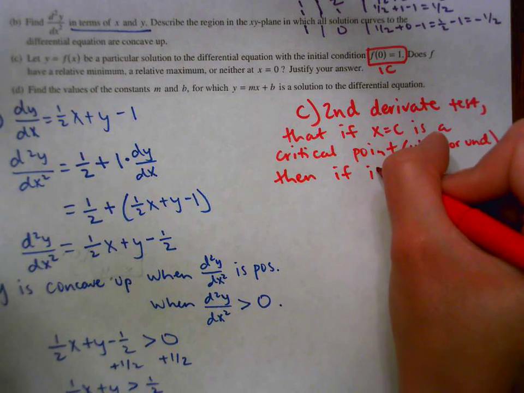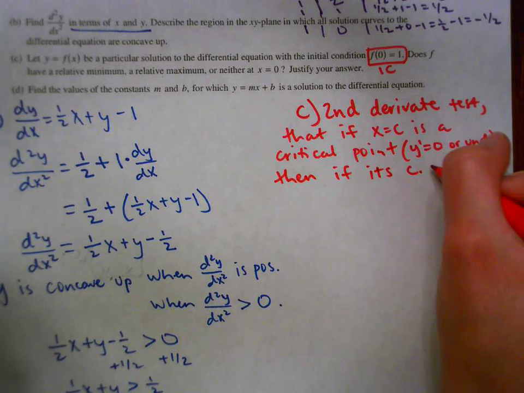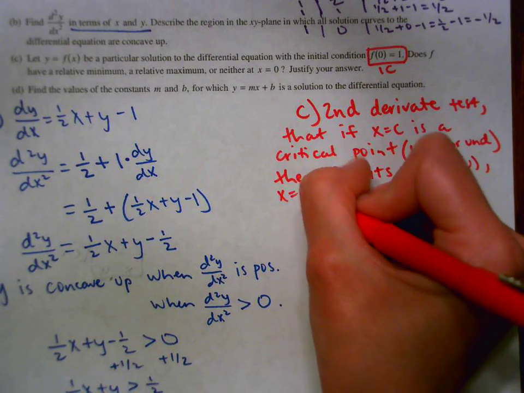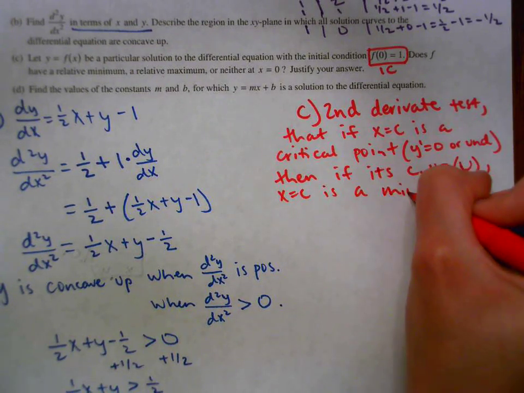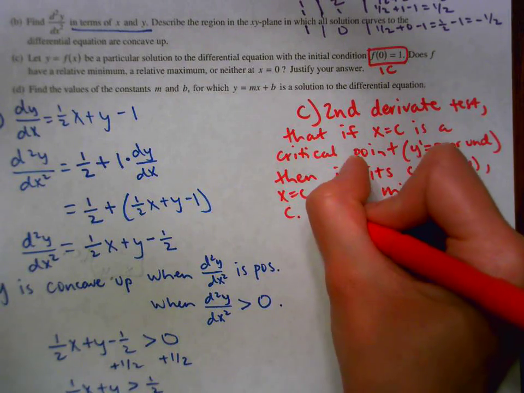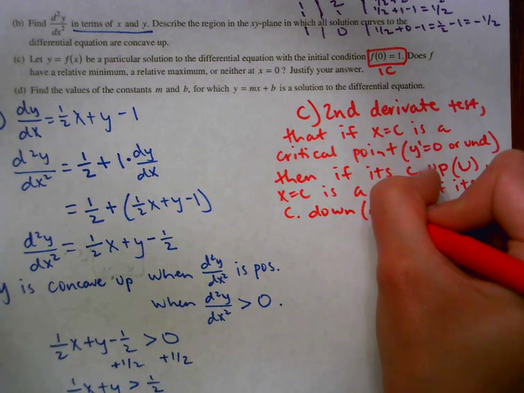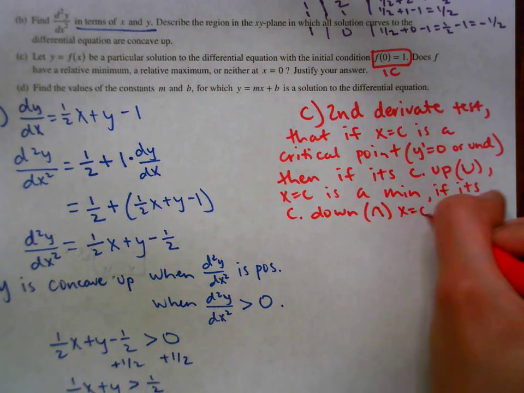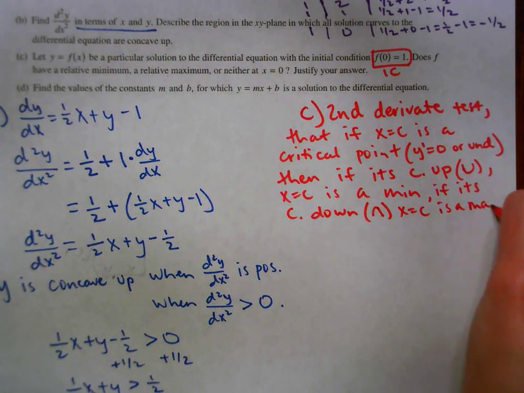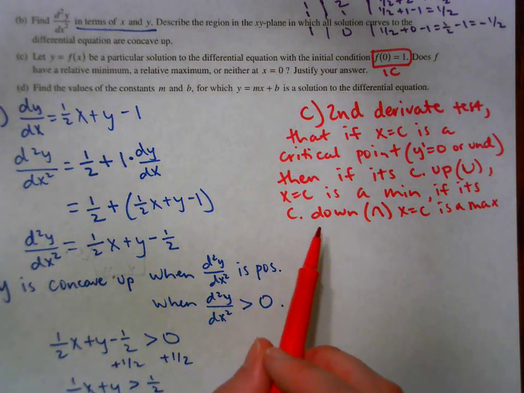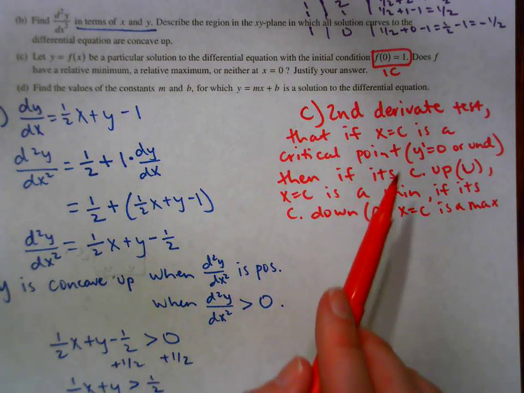If it's concave up, think about concave up, then that's a minimum. x equals c is a min. And if it's concave down, think about concave down, it looks like a frown, then that creates a maximum, so x equals c has to be a maximum. And if for some reason your second derivative is undefined, or it's neither, then that would be neither, but that's probably not going to happen.